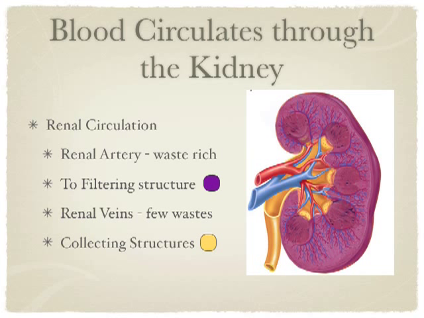So structurally, you can basically divide the kidney up into its filtering structure, which I had colored purple, and the collecting structures, which are all the yellow color.